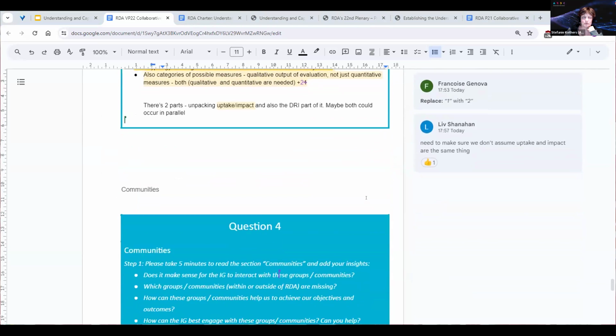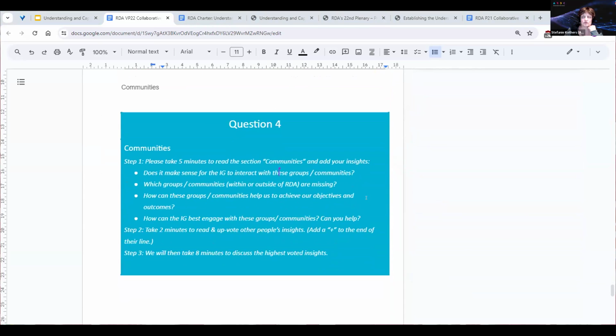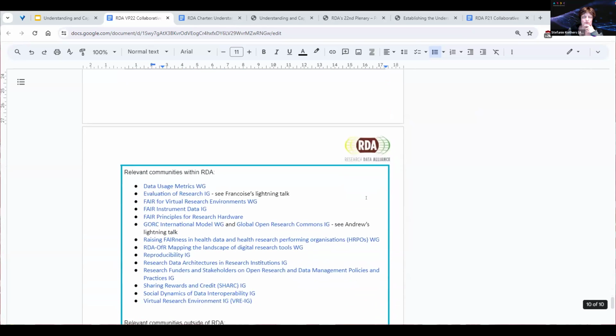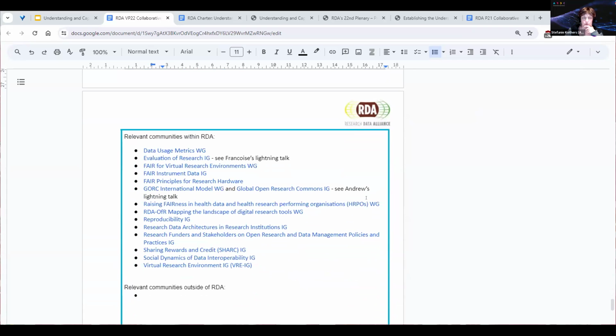The next bit we wanted to talk to you about was the communities that we would need to engage with. So what we have done here is we have listed a whole range of communities and groups within the Research Data Alliance, but that may not be comprehensive. And in fact, Andrew earlier mentioned the National Data Services, which used to be an RDA interest group, then went into hibernation for a while and seems to have come back.